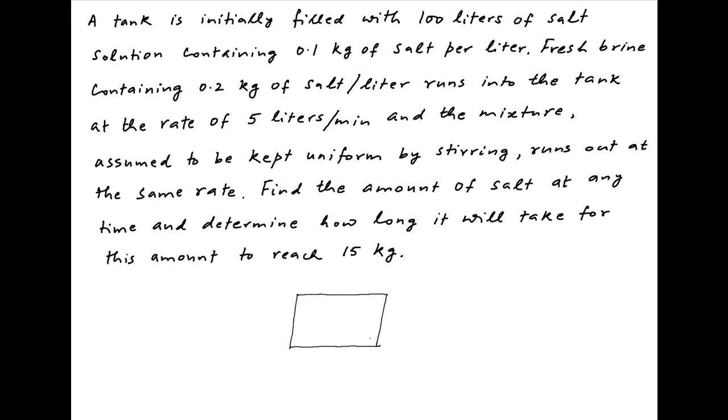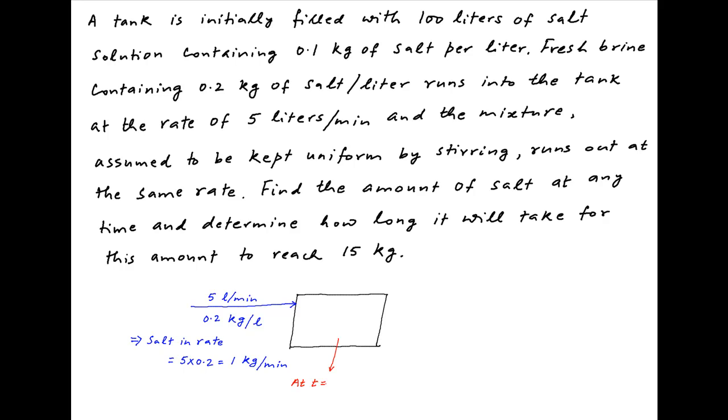We are given that 5 liters of brine is flowing into the tank every minute. This brine contains 0.2 kgs of salt per liter, and therefore the rate at which salt is flowing into the tank is equal to 5 times 0.2, or 1 kg per minute.